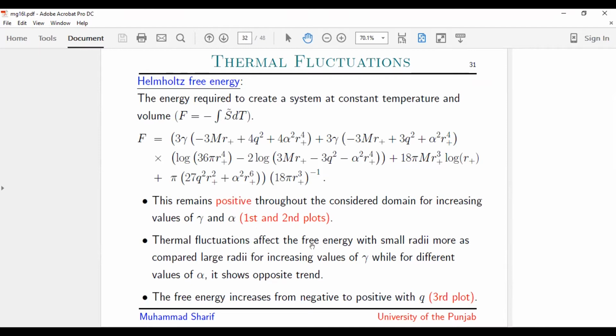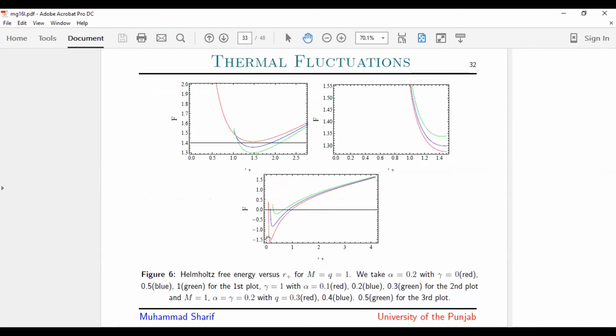Thermal fluctuations affect the free energy with small radii more as compared to large radii for increasing values of gamma, while for different values of alpha, it shows the opposite trend. The free energy increases from negative to positive with Q. In the third graph, we see that it increases from negative to positive values.